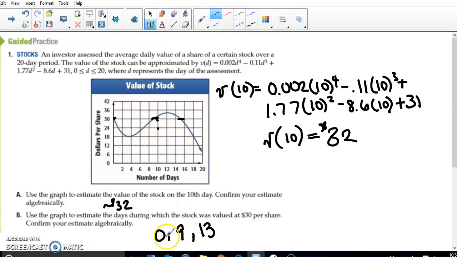And to confirm that, I can just plug each of these into the equation to see. Now, when I plug 0 in, it looks like I'm going to get 31, which is slightly more than the 30. So perhaps it's really at day 1. But we would do the same thing here. So these would be our D's, so we plug these into our equation, and if we get 30 out, then we know we're correct.